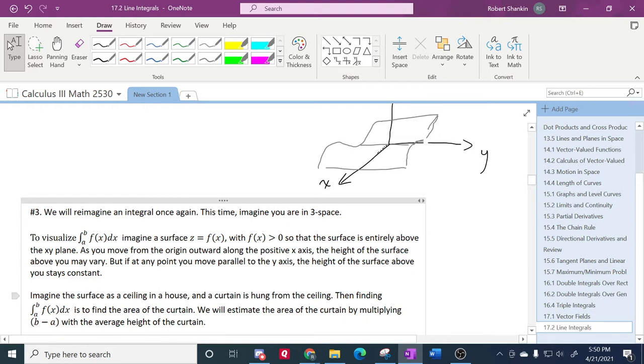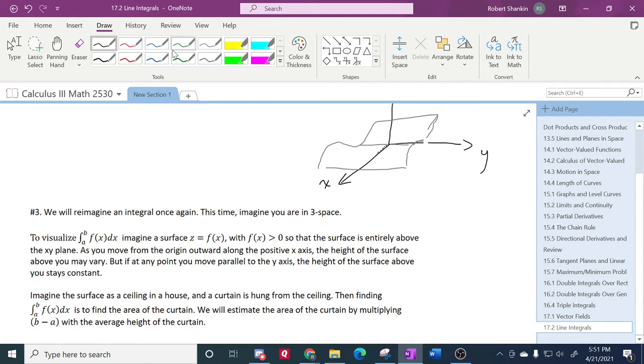Okay, and then now we're just moving along the x-axis, because look at the way this is set up. There's only a dx, and there's only an f, and it only changes x. So the real thing is you're still moving along the x-axis, and then you're finding the area of the curtain underneath.